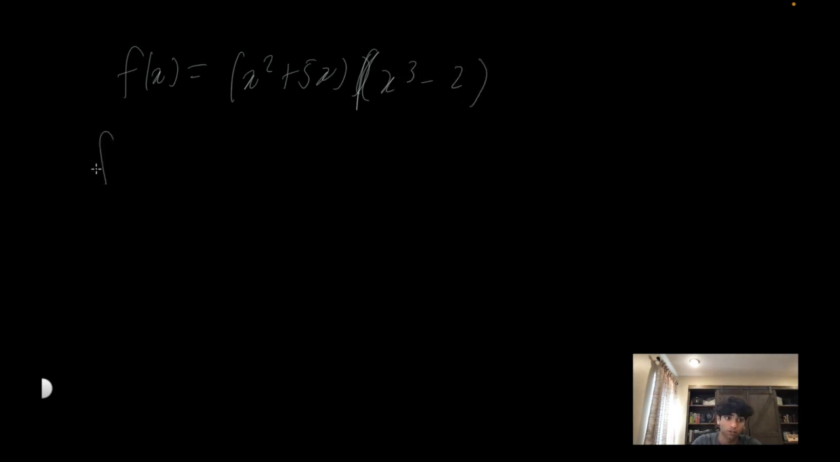So let's say that we have a function, f of x is equal to x squared plus 5x times x cubed minus 2. Now let's try to find f prime of x. Now, of course, you can distribute this, FOIL it, and then you could use the power rule. But this may save you some time, so let's use the product rule. So let's consider this our first function and this our second function.